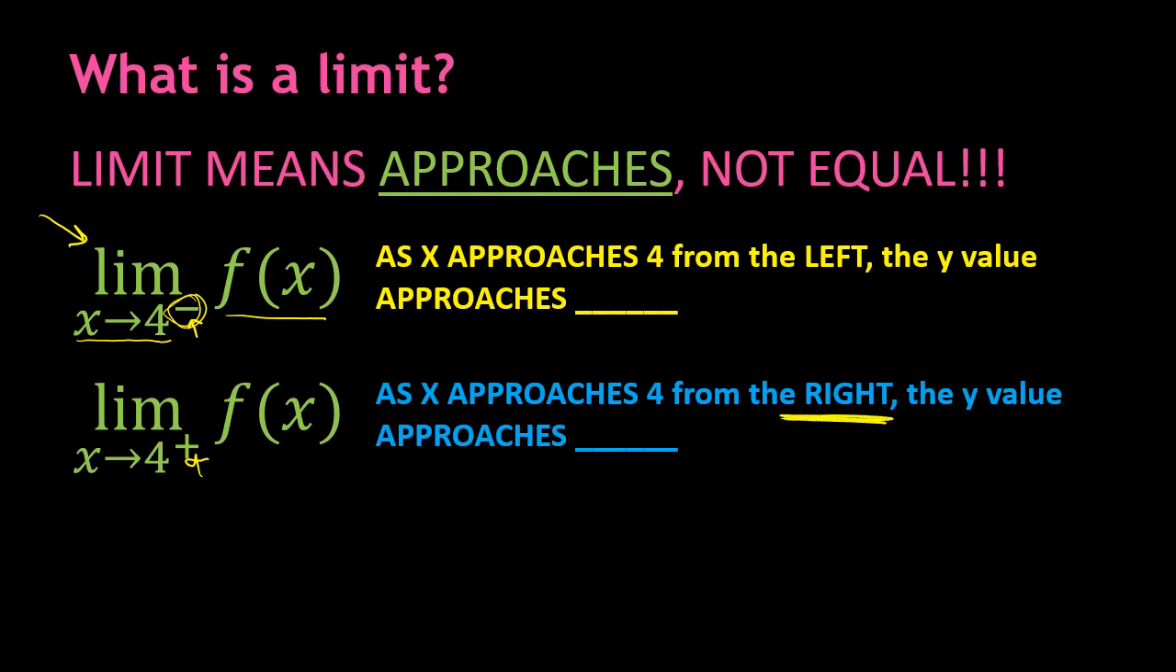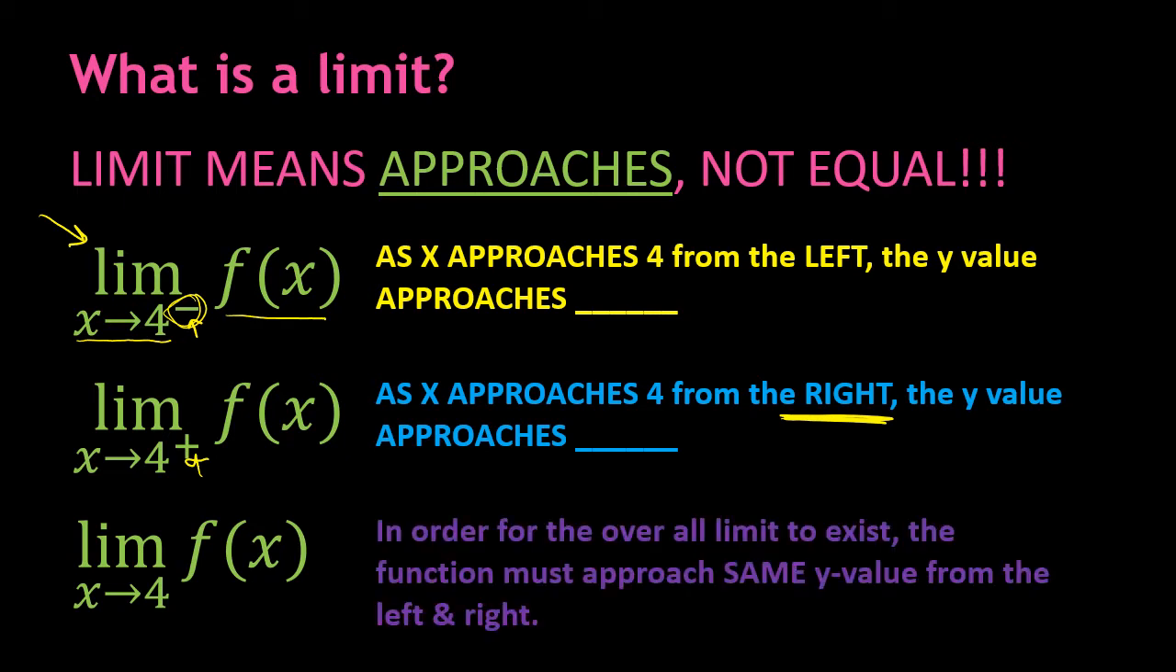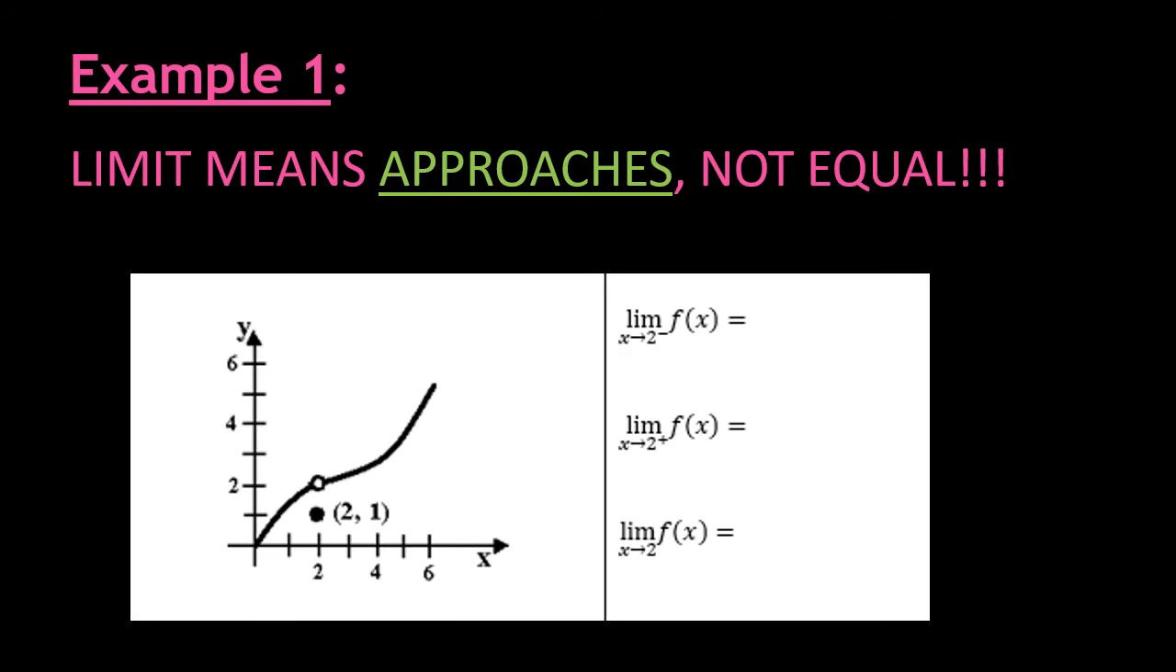So it's the limit of the function. What is the y value approaching as x is coming in from the right? And then last we have the overall limit. If you notice, there's no plus or minus symbol by the 4, and it means that we are looking for the overall limit. And in order for that overall limit to exist, the function must have the same value as it comes in from the left and as it comes in from the right. So what does all this gibberish really mean to you? The best way to do it is just to do a bunch of examples.